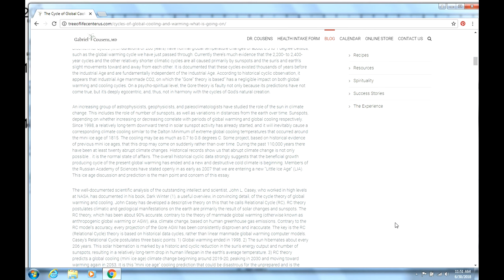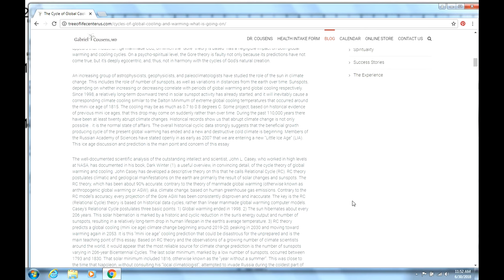The sun hibernates about every 206 years. This solar hibernation is marked by a historic and cyclic reduction in the sun's energy output and number of sunspots, resulting in a relatively long-term drop in the Earth's average temperature. RC theory predicts a global cooling, mini ice age climate change beginning around 2019 through 2020, peaking in 2030, and moving toward warming again in 2053.